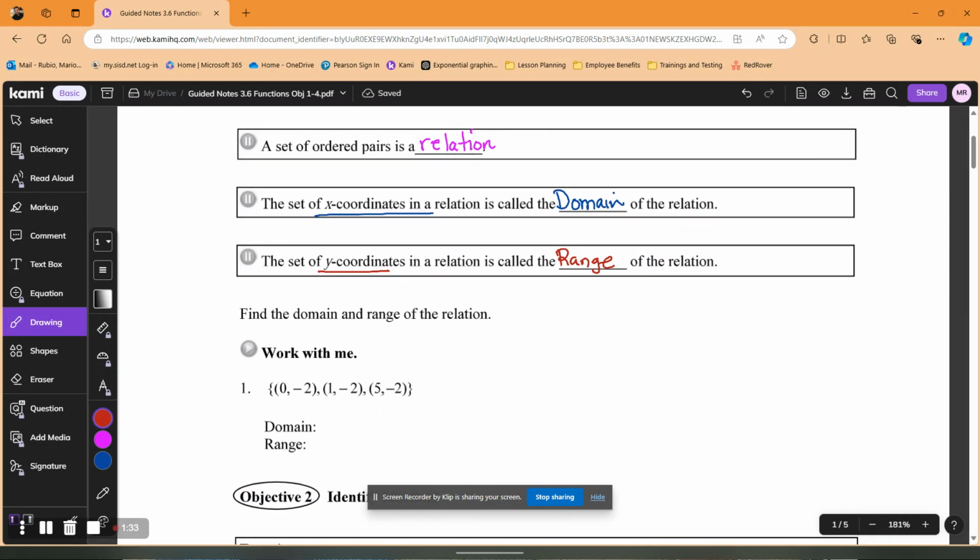Let's take a look at number one. Find the domain and the range. Remember, domain is the x coordinates and the range is the y coordinates. So all we have to do is identify all the x's from this relation, this set of ordered pairs. Okay, so all the x's are 0, 1, and 5.